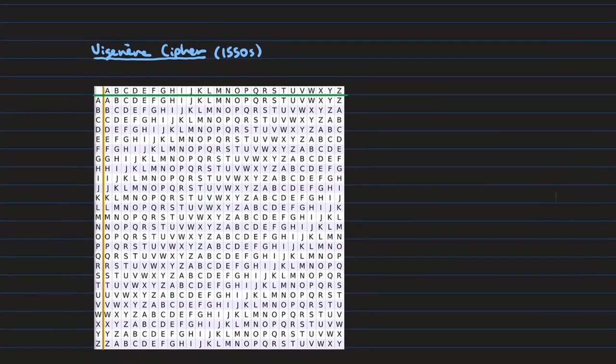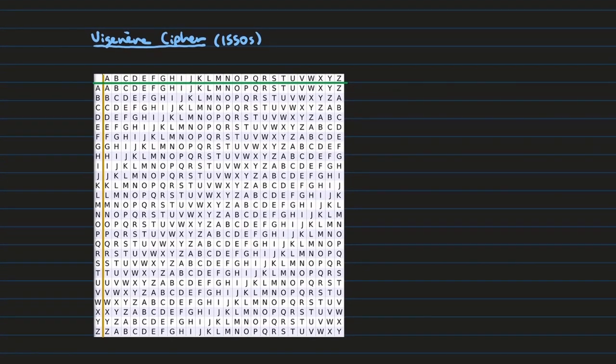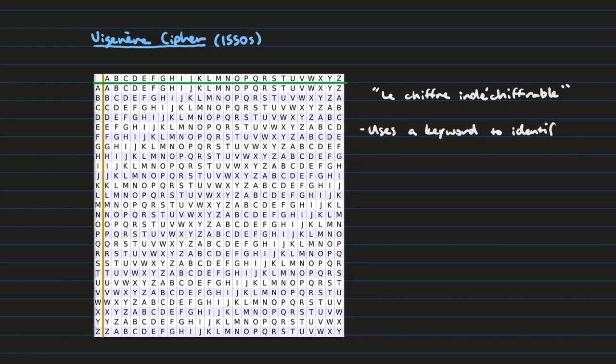So let's take a look at a historical example developed in the 1550s, known as the Vigenere cipher, or le chiffre indéchiffrable, which means the indecipherable cipher. In order to determine which cipher alphabet to use to encrypt a given message or letter in a message, the Vigenere cipher uses a keyword that it repeats throughout the entirety of the message. All right, let's look at how you read this thing. So on the top row, you have the plaintext alphabet, and this is going to be essentially what you're using to encrypt your message.